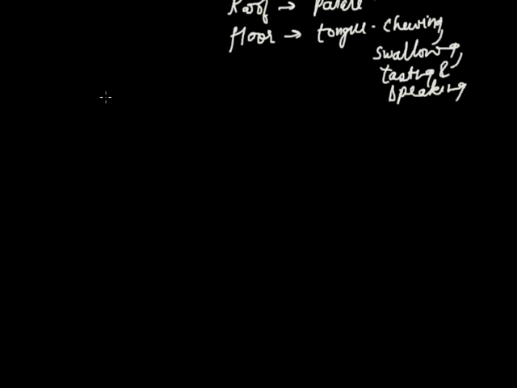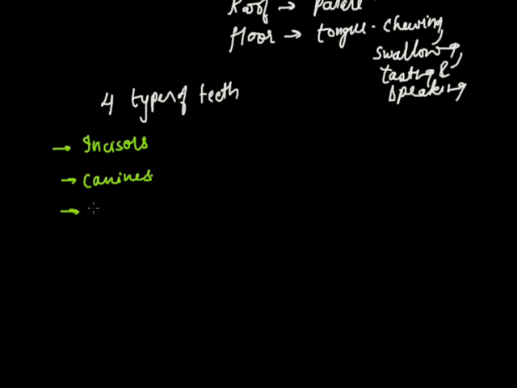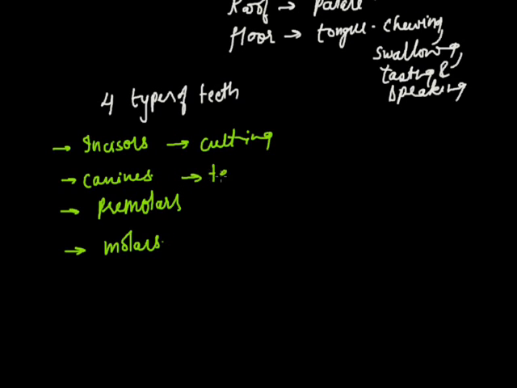So, there are four types of teeth present. These four types of teeth are incisors, canines, premolars, and molars. Incisors are meant for cutting, canines are meant for tearing food, and premolars and molars are meant for grinding or crushing food.